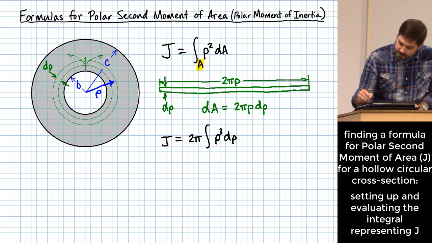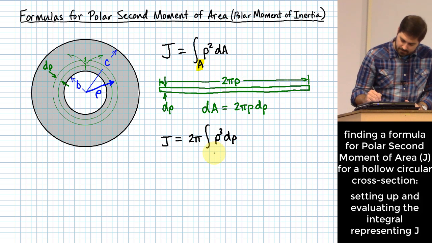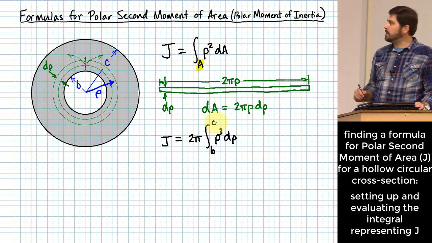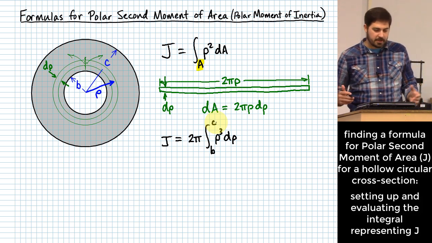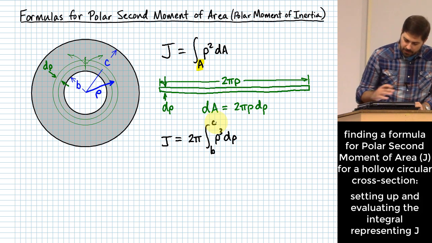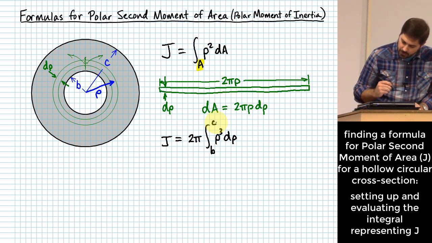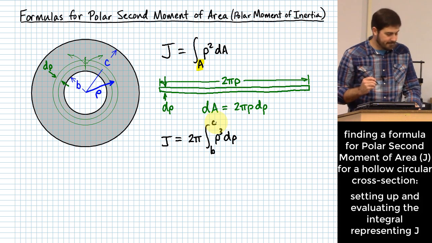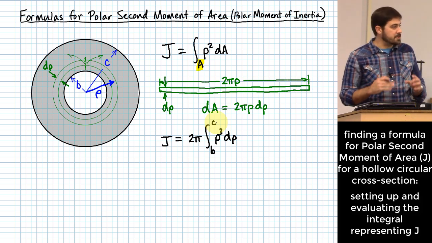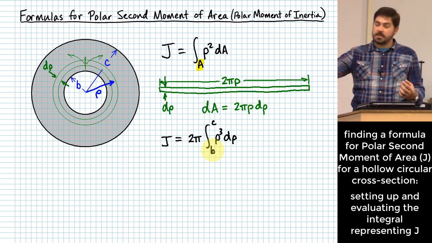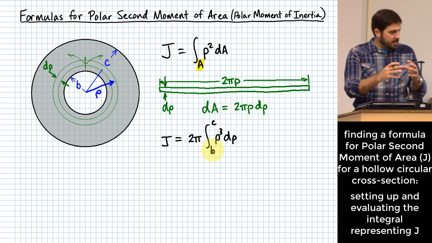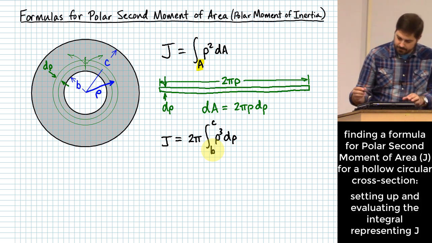So what kind of limits do I want on here? Probably need to go from B to C. Right? B being the inner radius and C being the outer radius. And that covers the area. Those are the limits of rho that we would use to cover this entire area. Yeah? Yes, if we wanted to just do one for a solid, we could replace B with 0. But if we do it with B, the resulting equation that we get can still be used where you plug in 0, right? Good question.